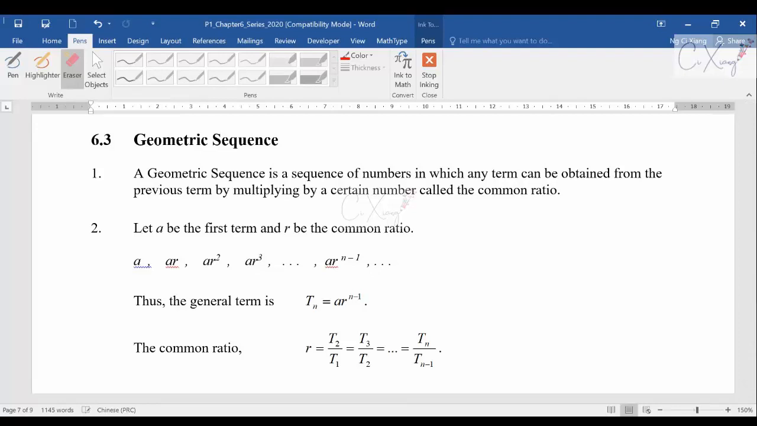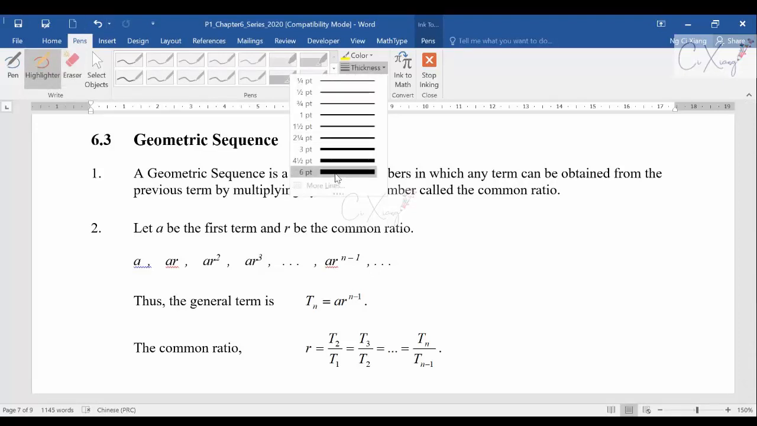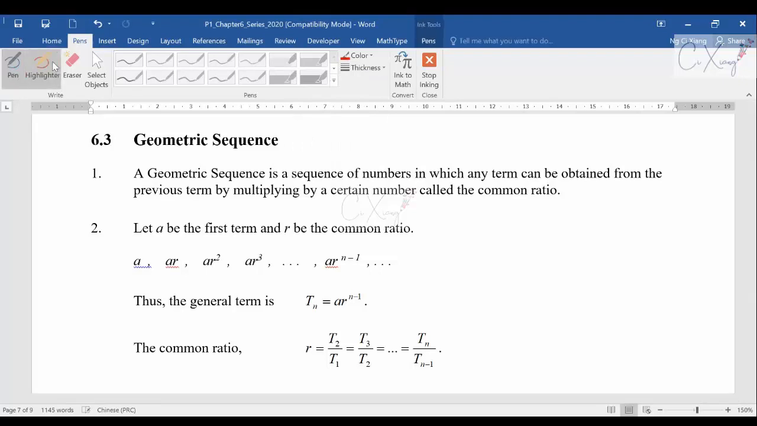Alright, so for today's video, we are going to discuss another session for Chapter 6 in our Pure Maths 1. I'm going to cover the subtopic, geometric sequence. I believe that geometric sequence, you also learned it before in your secondary school. So again, we are just going through very quickly to revise all the related formulas that we are going to use.